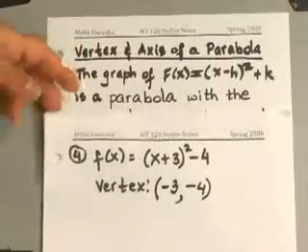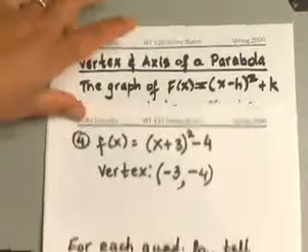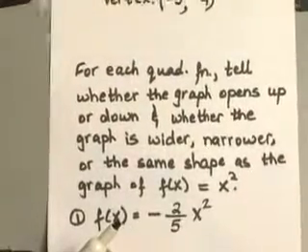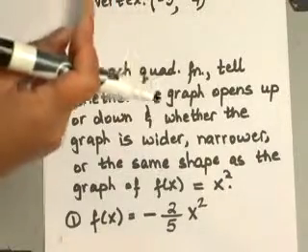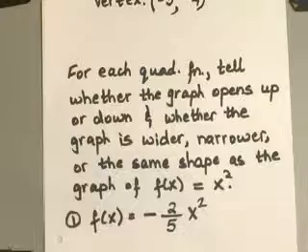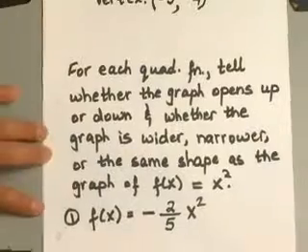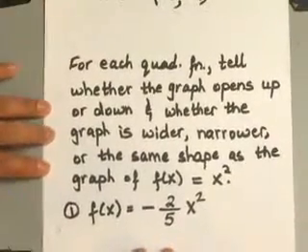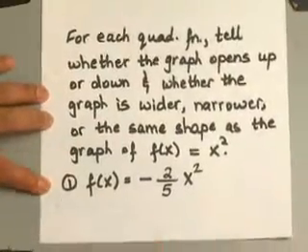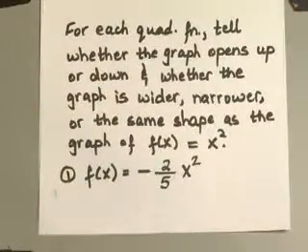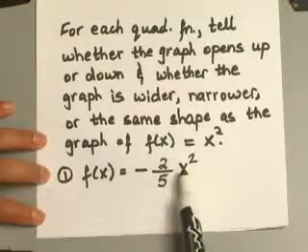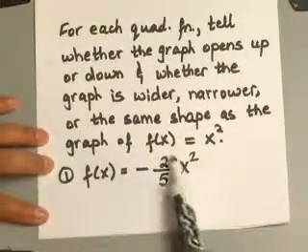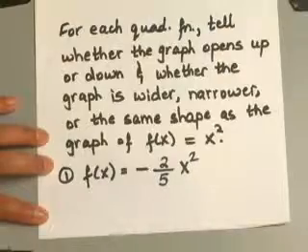Now we want to try and use the idea that we talked about earlier, looking at the coefficient of your x squared term, and try and decide if your graph is going to open up or down, and if it's going to be narrower or wider compared to the graph of x squared. Okay, so let's go ahead and look at our first example. You have f of x equals negative 2/5 x squared. So of course you can see negative 2/5 is the coefficient on your x squared term.